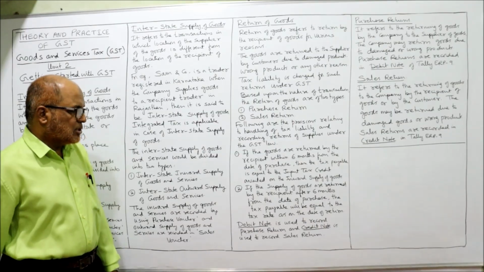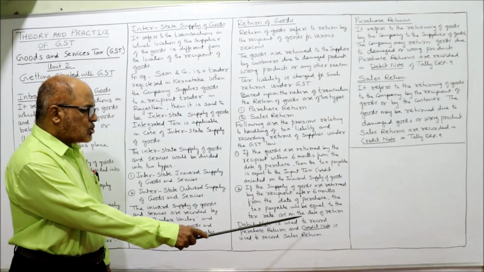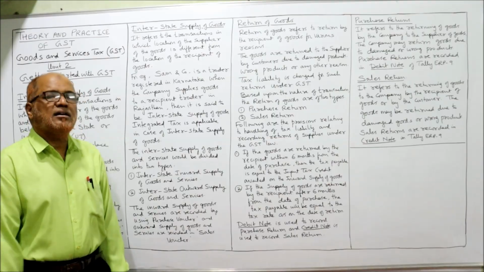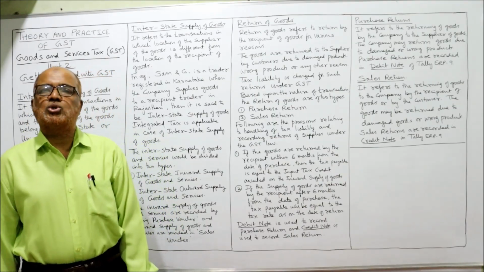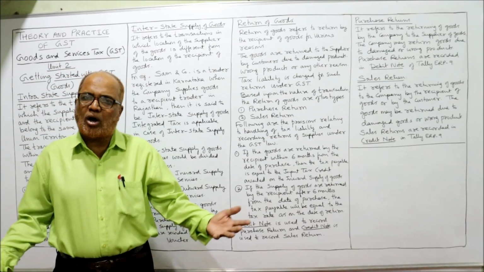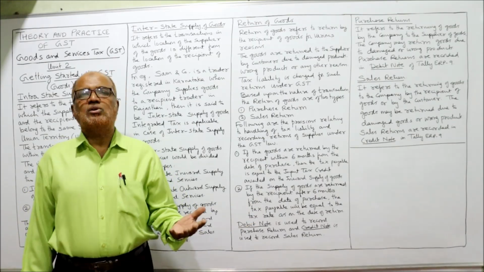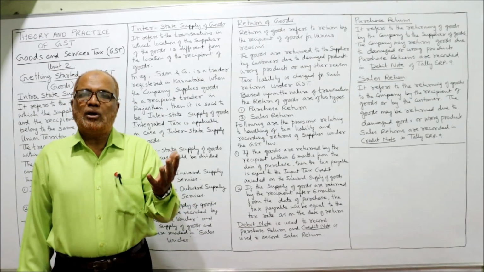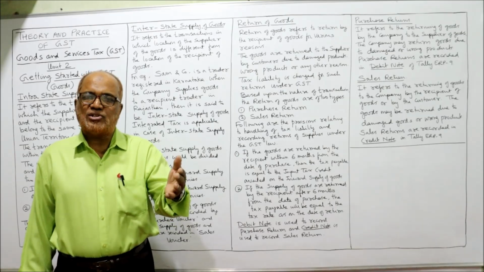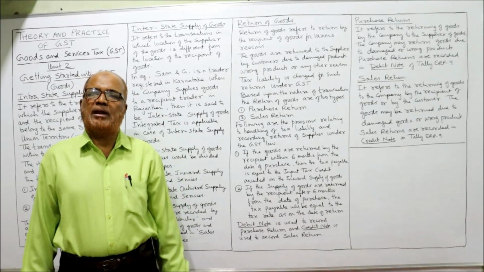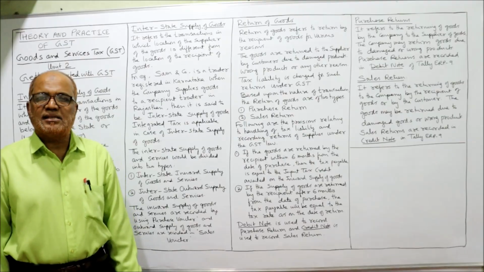Now, debit note. Debit note is used to record the purchase return, and credit note will be used to record the sales return. It is a normal procedure. In accounting also we'll do the same thing. Debit note will be raised for purchase return and credit note will be raised for sales return.